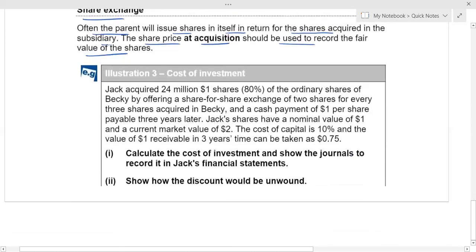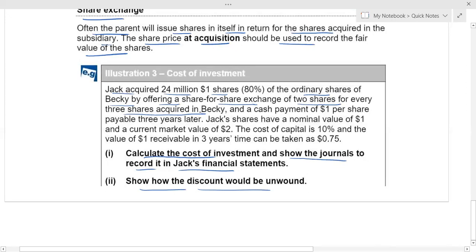Let's see this example. It will give you each and everything. Calculate the cost of investment and show the journals to record in Jack's financial statements. Show how the discount would be unwound. Jack acquired 24 million $1, 80% ordinary shares of BK by offering a share for share exchange of 2 shares for every 3 shares acquired in BK.